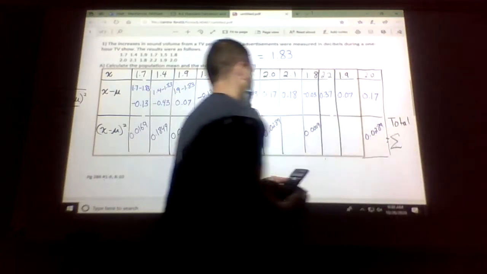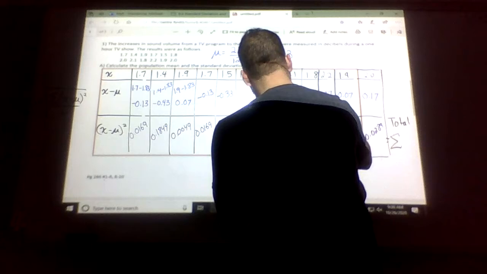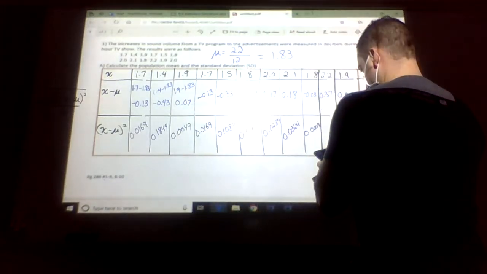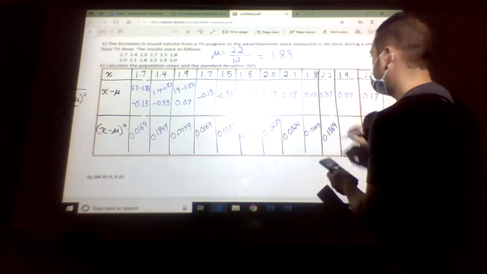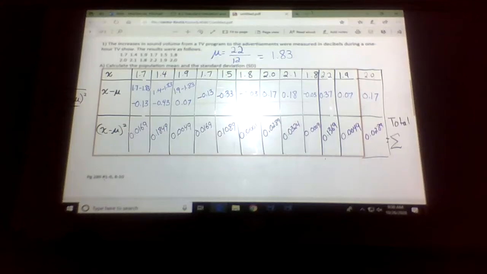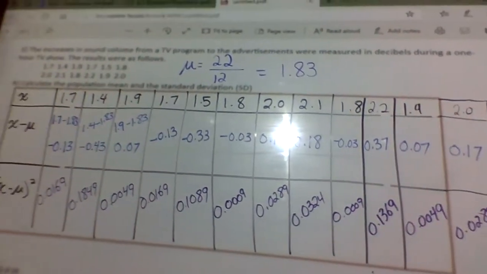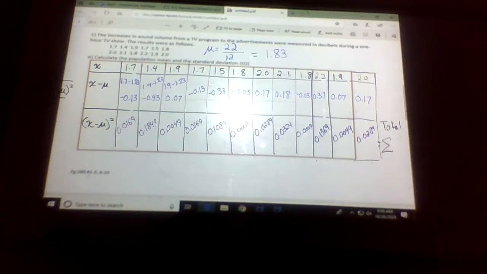Some of them overlap, so as you calculate one, just put it in the other column. Just give you guys a minute to get that down.